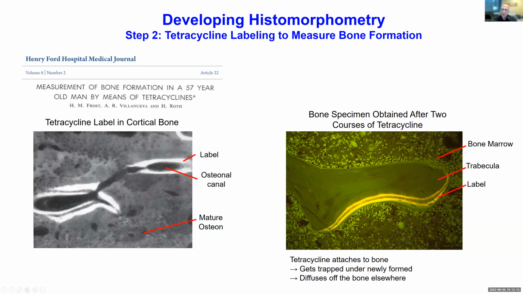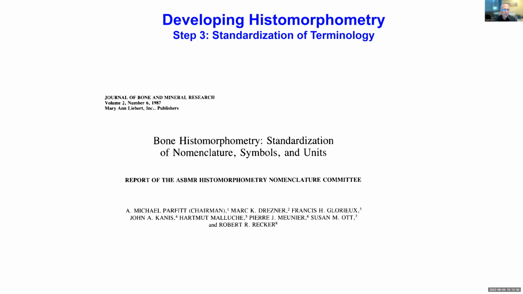When the concentration in the serum goes down, it will diffuse off the bone again, but is trapped in places where bone formation happens. So that's why we see these bright lines, because that's trapped tetracycline, and from that we can measure the activity of bone formation.